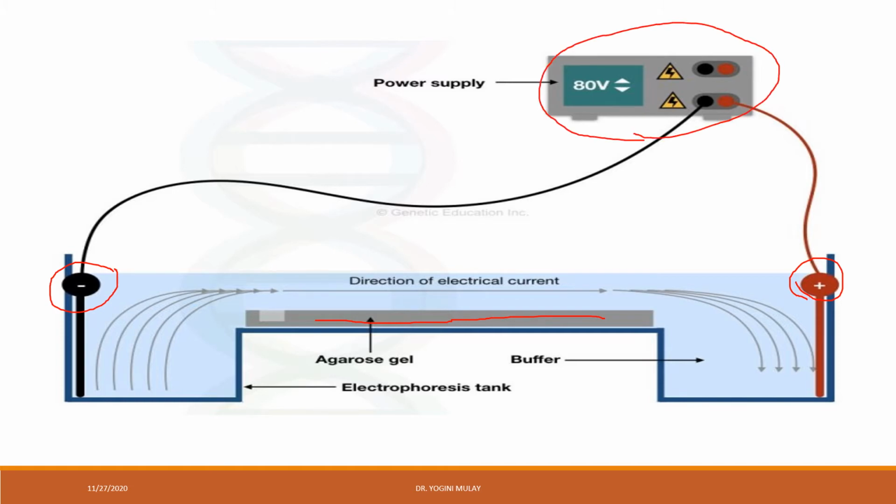Okay, now as we put on the current, electric current will pass, and the DNA having negative charge will move in this direction. Because this is the positive electrode, and DNA being negatively charged, it will move towards the positive side.